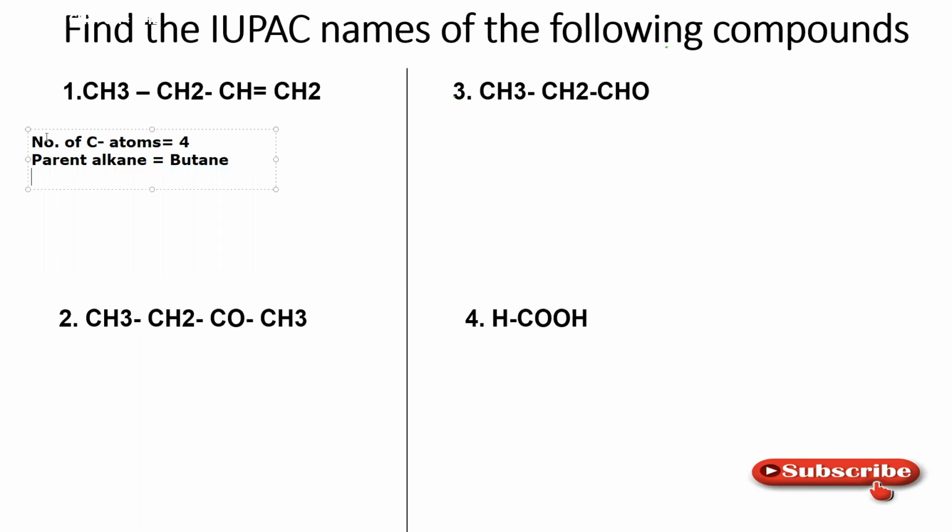Now, next step, what we have to check: is there any double bond or triple bond? Yes, one double bond is present. Then, if double bond is present, we know we have to replace ANE by ENE. So here I told you double bond and triple bond is also considered as a functional group. So here the functional group present is double bond.